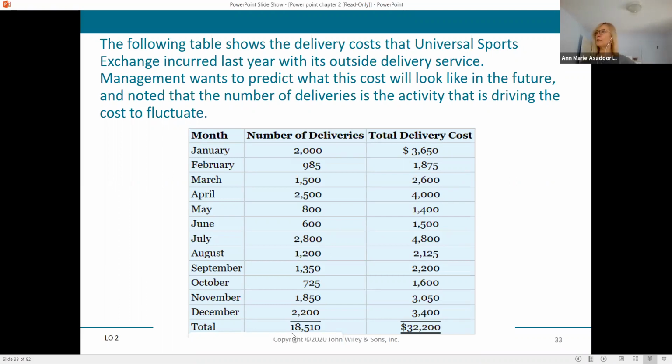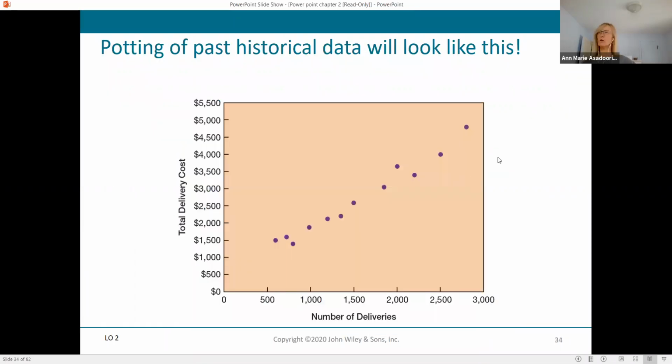All right, so if we're going to use the scatter graph or scatter plot method, what I'm going to do is plot all of these points. You're going to use all of this data from the past year, and you're going to put it on a scatter plot. Each one of these points is represented here, and you can see it's somewhat linear, which means that yes, the number of deliveries that you're making does seem like it's driving this cost to go up. When the deliveries are lower, cost is lower. When the deliveries are higher, the total cost is higher. So I know I have a good driver here.